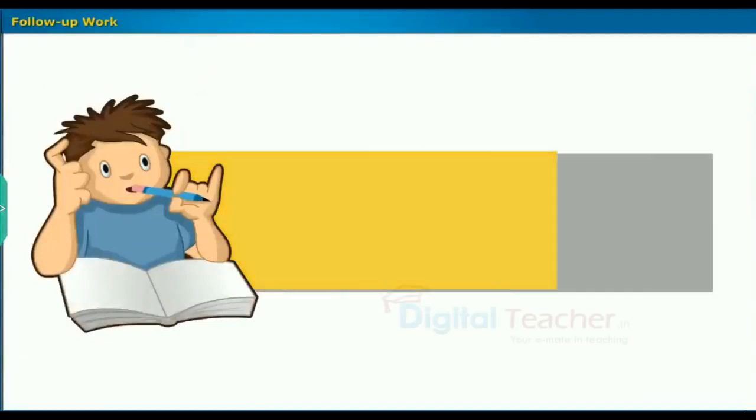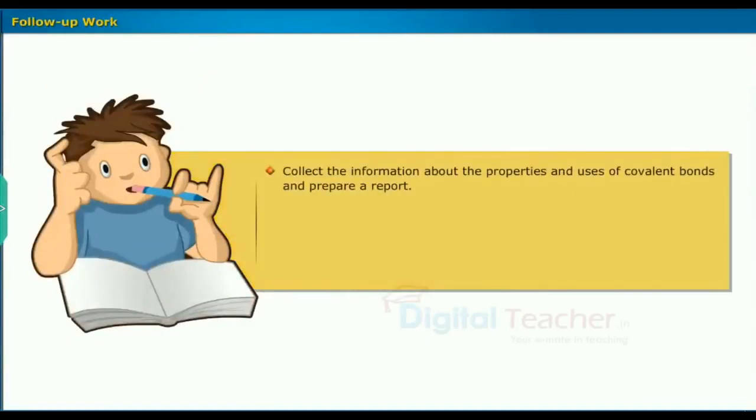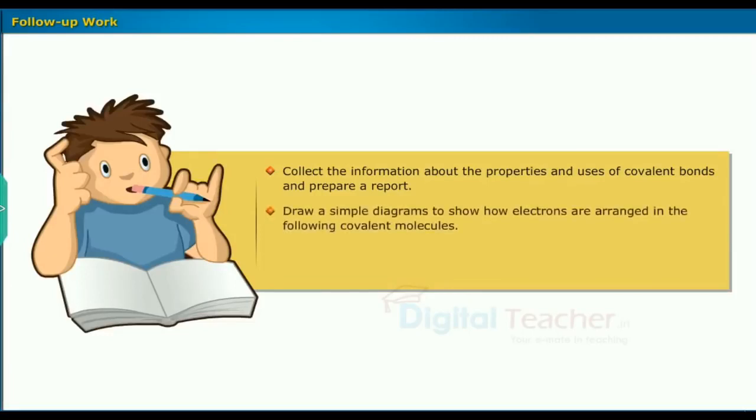Follow-up work. Collect the information about the properties and uses of covalent bonds and prepare a report. Draw simple diagrams to show how electrons are arranged in the following covalent molecules. A. Calcium oxide.